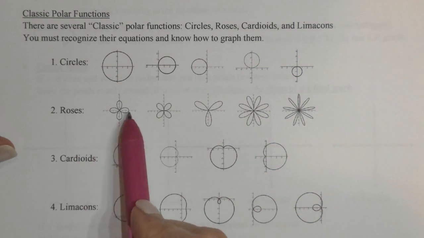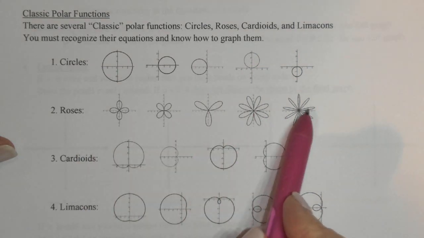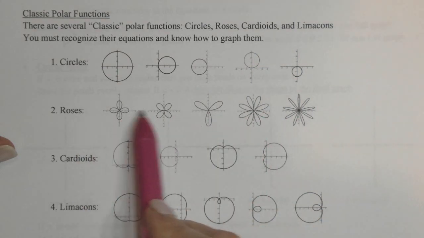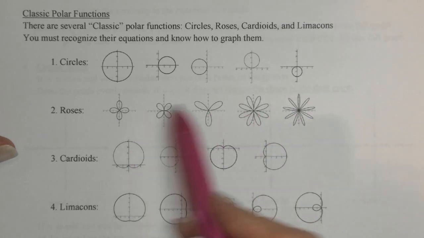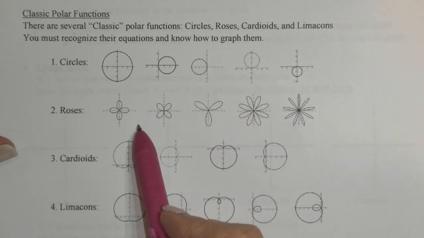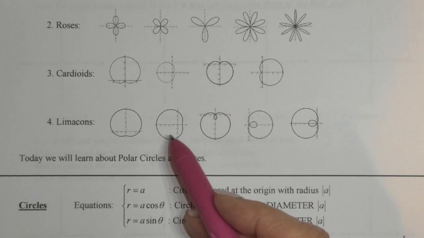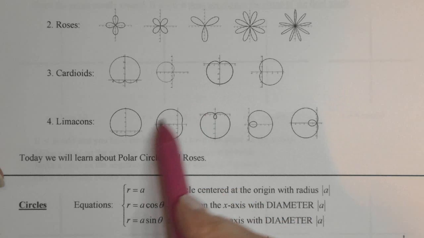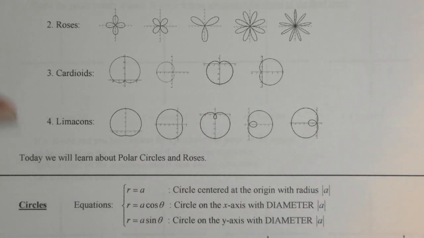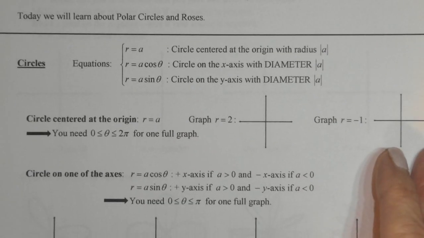And then the roses. So the roses look a little bit more like daisies than roses, but they are called roses. We're going to be looking at those two today. And then next time I see you, we're going to be looking at cardioids and limacons. Okay, first of all, circles.